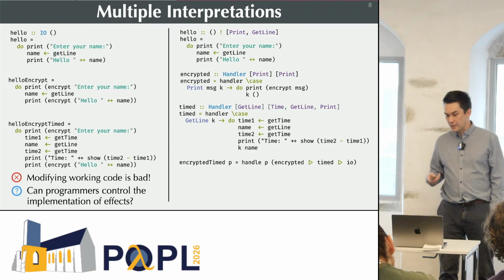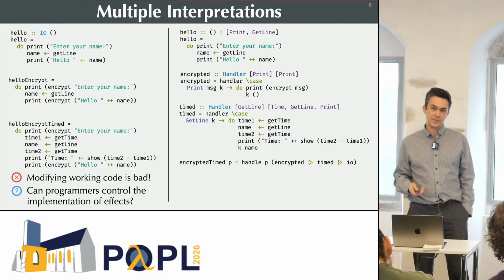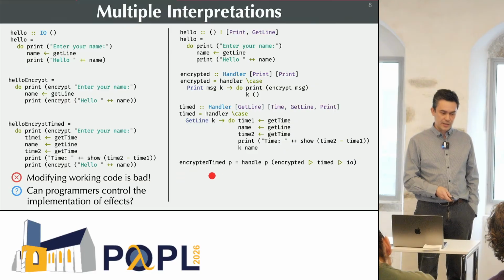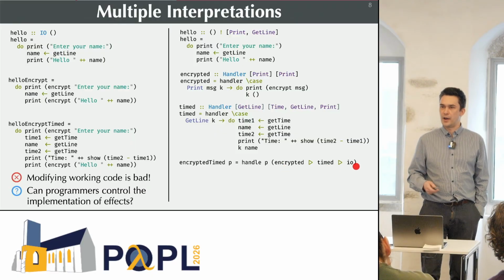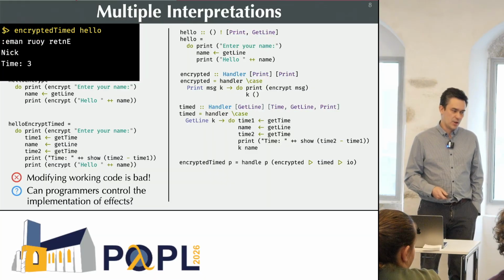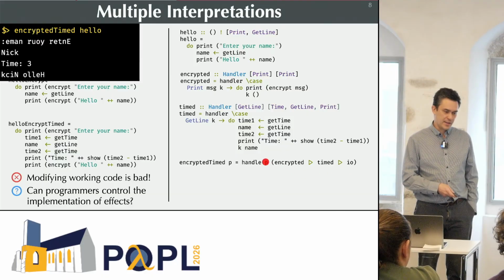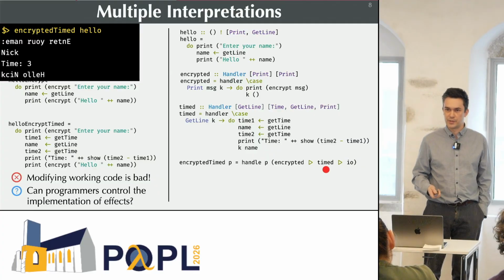And what this allows now is for us to be able to compose handlers together to give a new semantics to the kinds of things that we're doing. So for example, here's the encrypted time handler, which first encrypts the words that we have, then does the timing stuff, and then produces some I/O action. So if we were to execute that, we would get the version where the printed stuff has been encrypted, but the time hasn't been encrypted because that's not gone through the encryption handler at this point.